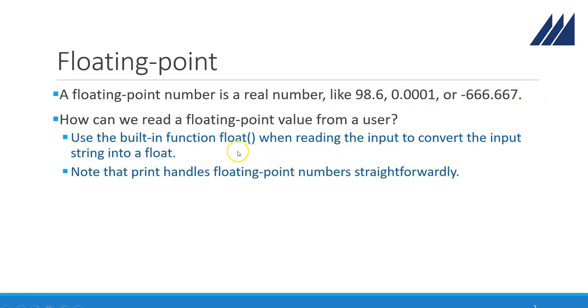We have a special built-in function called float. So when you read the input from the user and then convert it with the float function, the input entered by the user is going to be treated as a floating point. So when it comes to reading, you want to convert it. But when it comes to printing a floating point, you can print it straightforward. You don't have to do any conversion for that.